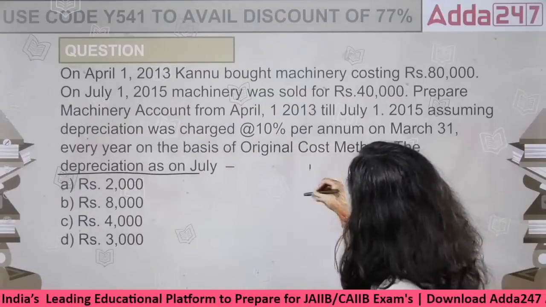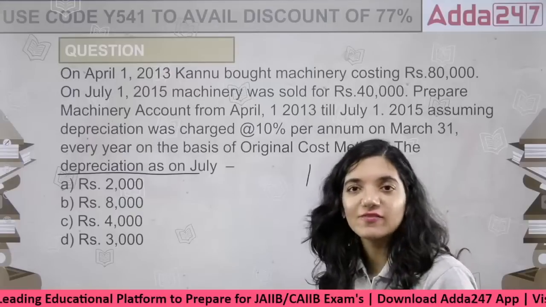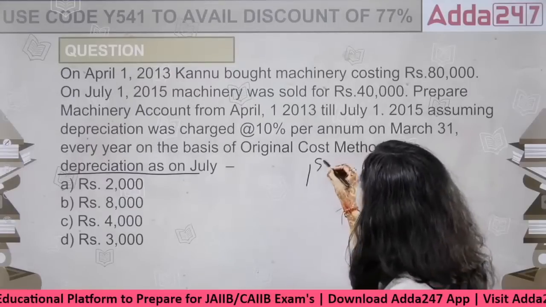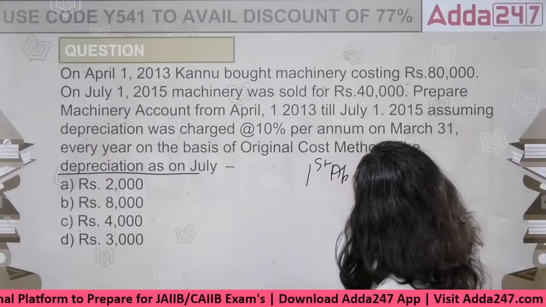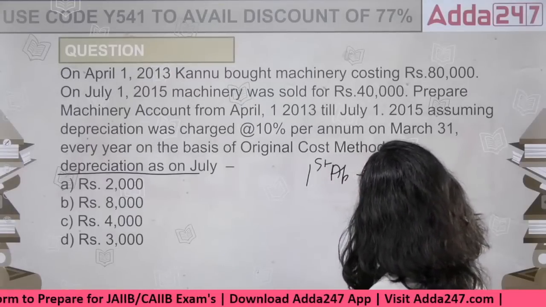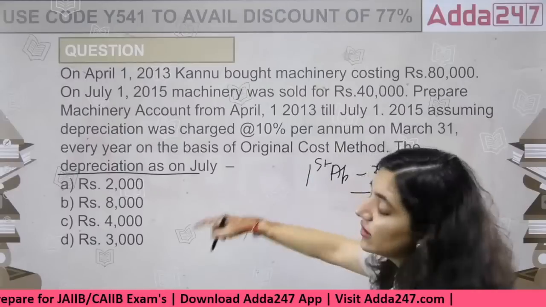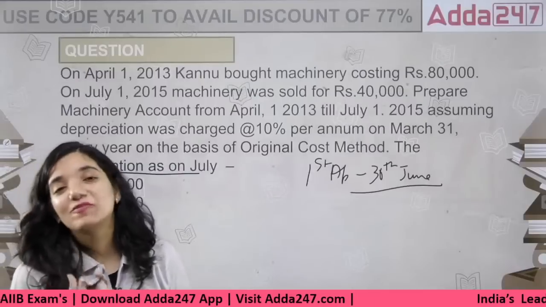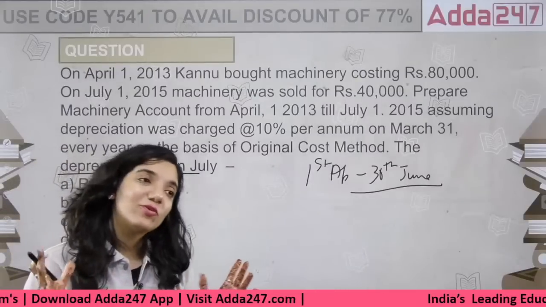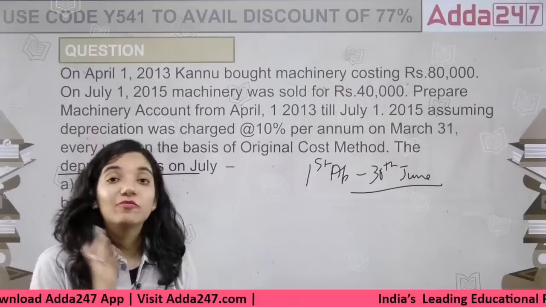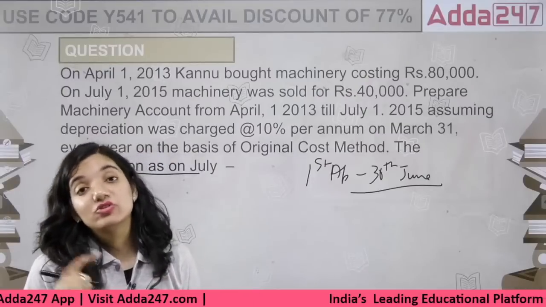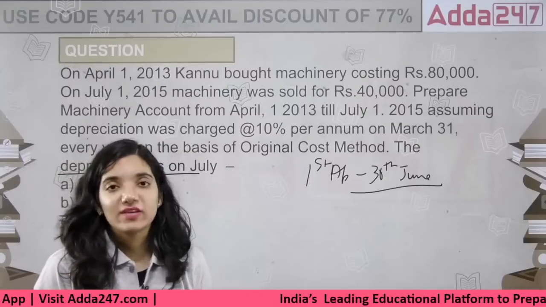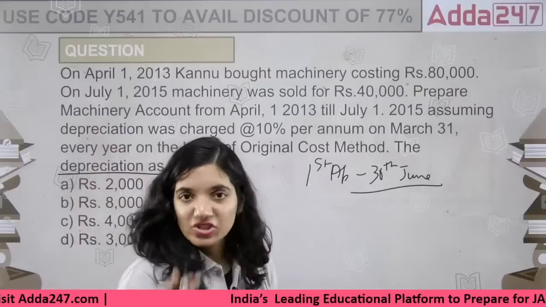See, the point is, we started using it for the third year as well. Now, 1st April till 30th of June. Please remember, we will not include the value on the first day of July at all. Because ultimately in July we stopped using it, so we won't take the depreciation for one day.